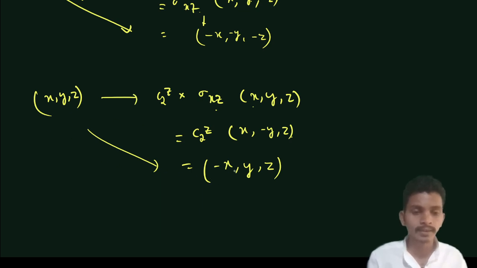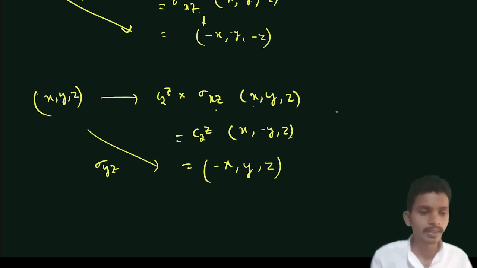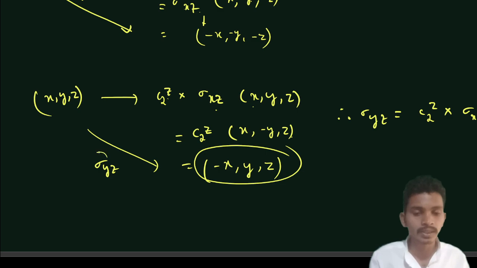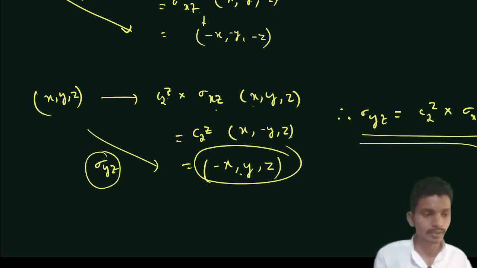So the other way, how can I get that? From here only one will change and two remain as they are. It means I have to pass a plane. Okay, plane. If I pass the yz plane, then y, z will remain as they are, minus x will change. So it means sigma yz is equal to C2z into sigma xz, because if you operate these two operations on x, y, z, we will get this one. Also, if you directly operate this operation, we also get the same result. It means this and these operations are equal. Okay.